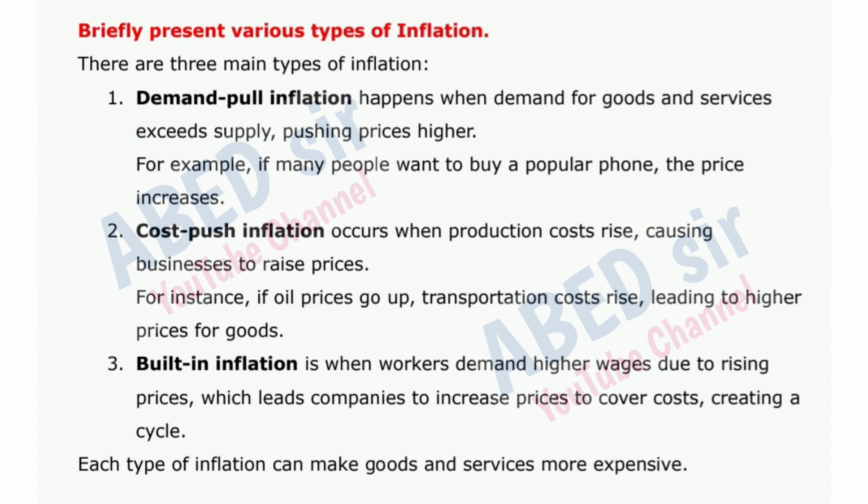2. Cost push inflation occurs when production costs rise, causing businesses to raise prices. For instance, if oil prices go up, transportation costs rise, leading to higher prices for goods. 3. Built-in inflation is when workers demand higher wages due to rising prices, which leads companies to increase prices to cover costs, creating a cycle. Each type of inflation can make goods and services more expensive.